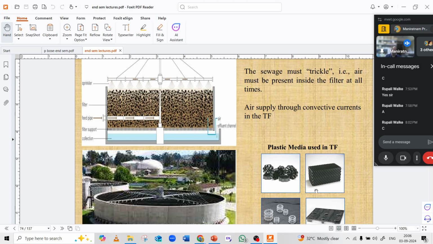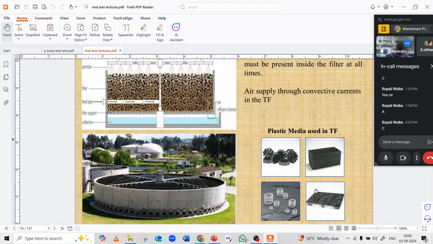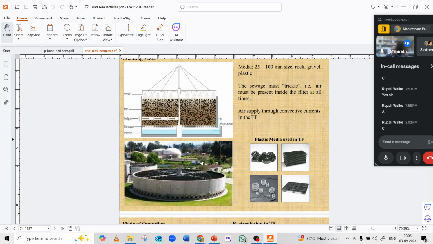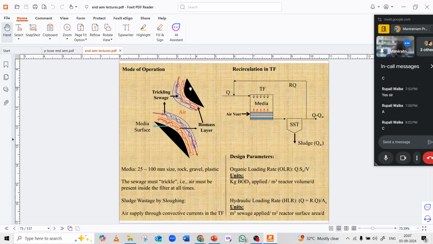Either some kind of special type of plastic, or a porous structure, which will be laid all over this tank, and wastewater will be sprayed from the top. So what will happen with time: you can see, suppose imagine that this was one media, here there will be a biomass, and the water will be coming.